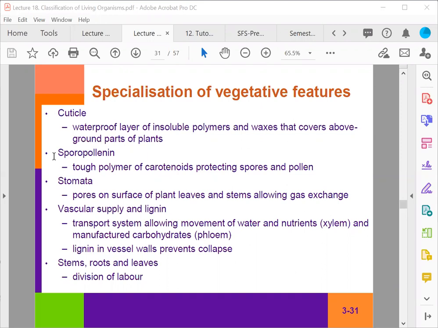Next, we have sporopollenin. This is a really tough substance which surrounds both spores and pollen produced by plants, and it makes them very highly resistant to degradation.